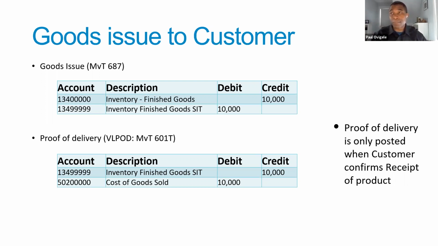Some companies, especially if there's a long distance between your plant and the customer, will send a confirmation to say that everything's okay and they've received it. And it's at that point that the VLPOD happens. Some SAP customers complain that this is too much work, an extra step.